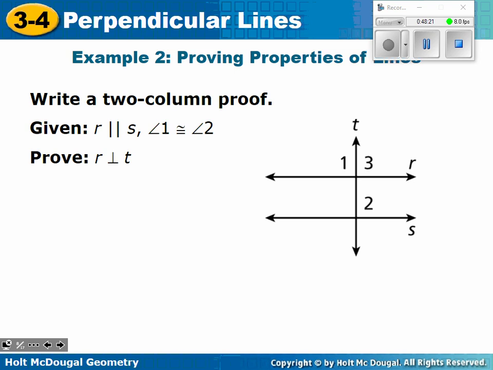Okay, so Javi thinks we're going to use the first way. Alexis is saying if 2 and 3 are corresponding, then because R and S are parallel, they're what? They're the same, they're congruent. And if 1 and 2 are congruent, then that means that 1 and 3 are congruent, right? And what kind of angles are 1 and 3?